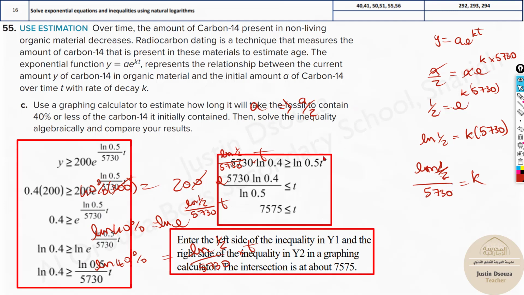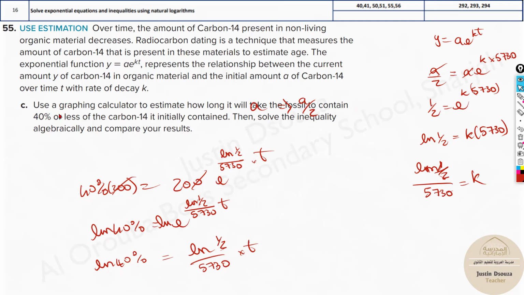But I forgot to tell you one important thing. 40% or less, this is an inequality. I took it as equal to. I'm sorry for that. I'll correct it now. Here they have told the fossil contains 40% or less. So it can be either 40% or less than that. So whatever answer we get must be less than 40%. So it'll be greater than or equal to.